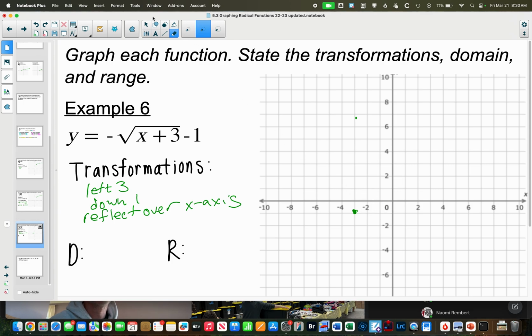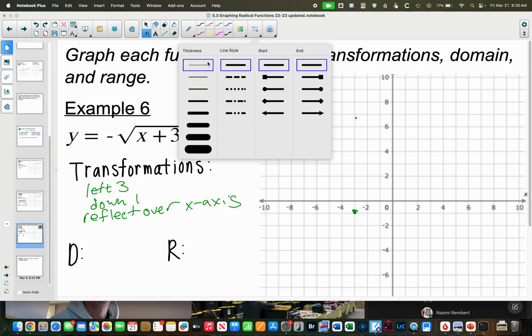So let's erase this one. So when we go over 1 from here, instead of going up 1, we're going to go down 1 because it's negative. And we're going to go over 4, and instead of going up 2, we're going to go down 2. And we're going to go over 9, it will be down 3. So here's our graph.